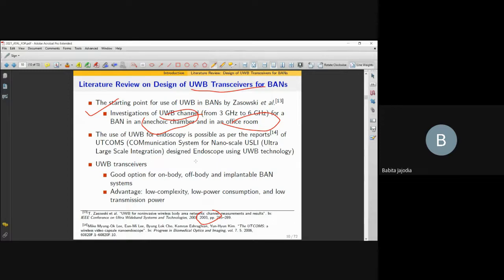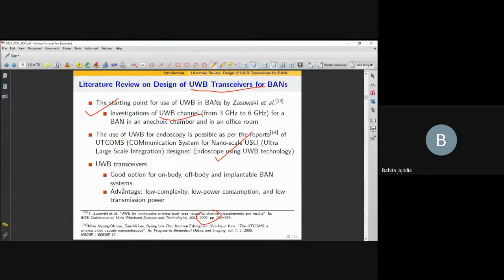The second use was in literature number 14, where the team started to use UWB for endoscopy. That is very complicated, but they started using UWB for endoscopy, and that was possible. The reports are given in reference number 14, where they did capsule endoscopy, and the project is called UT-COMS. The full form is Communication System for Nanoscale ULSI. They designed it for the endoscope using UWB, so it was also a successful event.